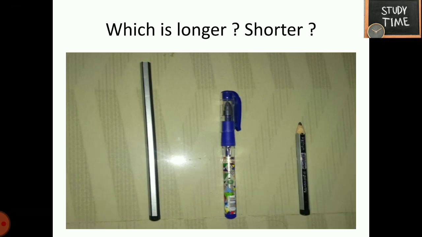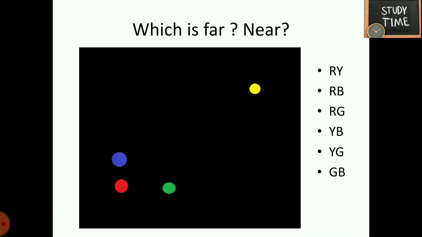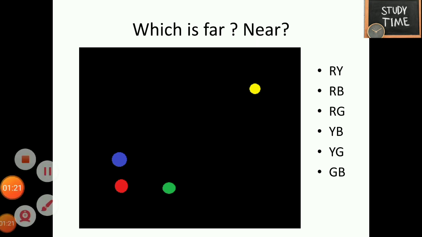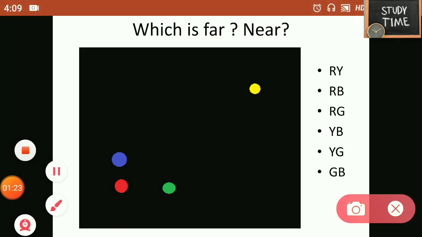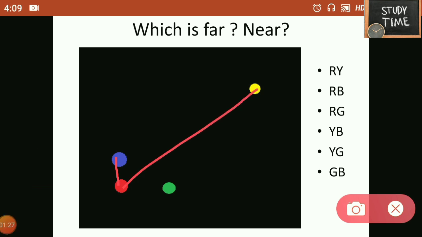Next, which is near, which is far? Here I have given 4 colored dots: red, blue, green, yellow. To find which is near, which is far, you have to write the distance of all combinations. By seeing visually, you can tell this is near and this is far. But if they give more objects or more dots, you need to make a tabular column and then find.